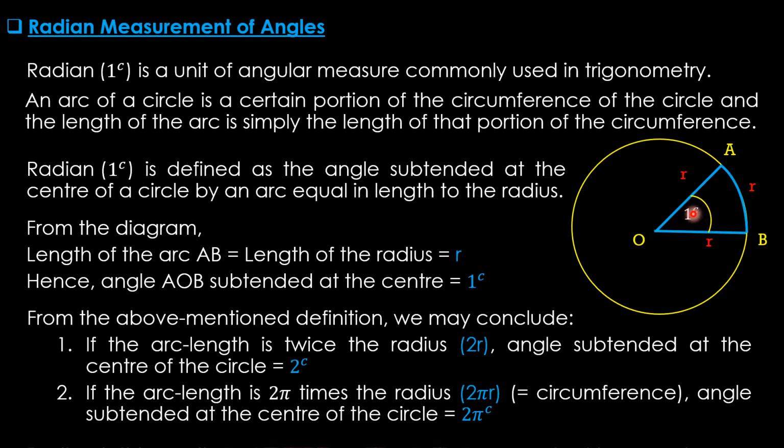So if the arc length is equal to the radius of the circle, then the angle subtended at the center of the circle by this arc is 1 radian. If the arc length is 2 times the radius, then the angle subtended at the center becomes 2 radian. And lastly, if the arc length is equal to the circumference of the circle, which is 2 pi r, then the angle subtended by the entire circumference, or by the whole arc, is 2 pi radian.